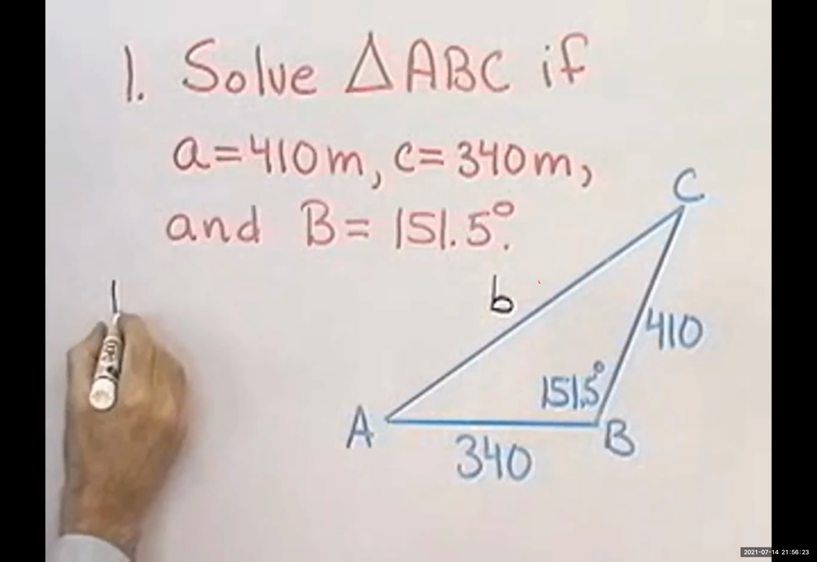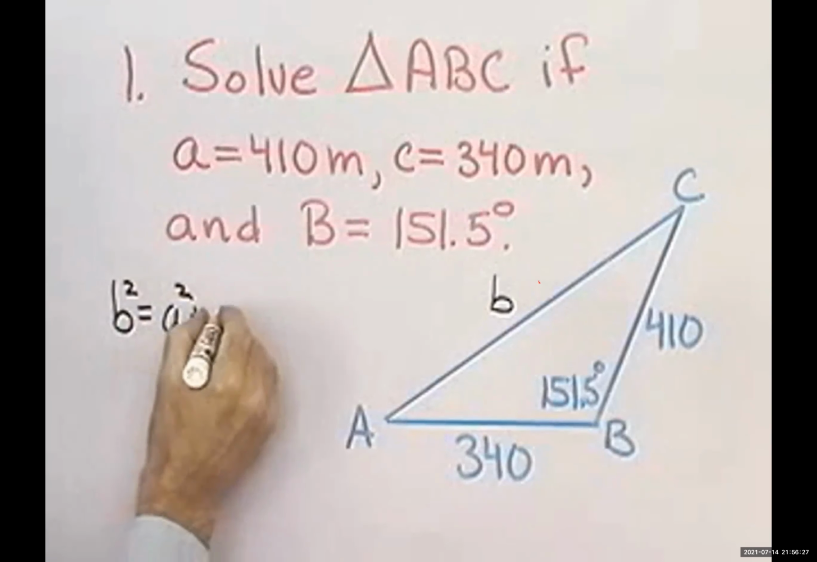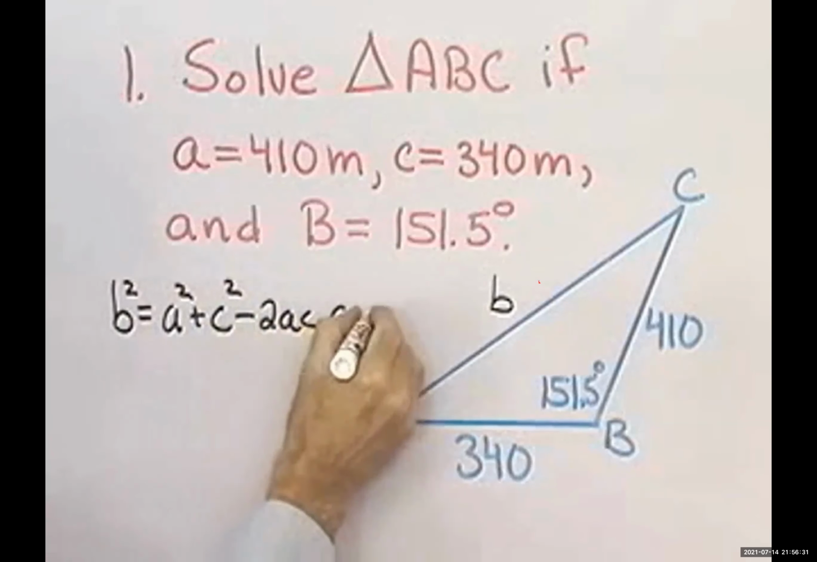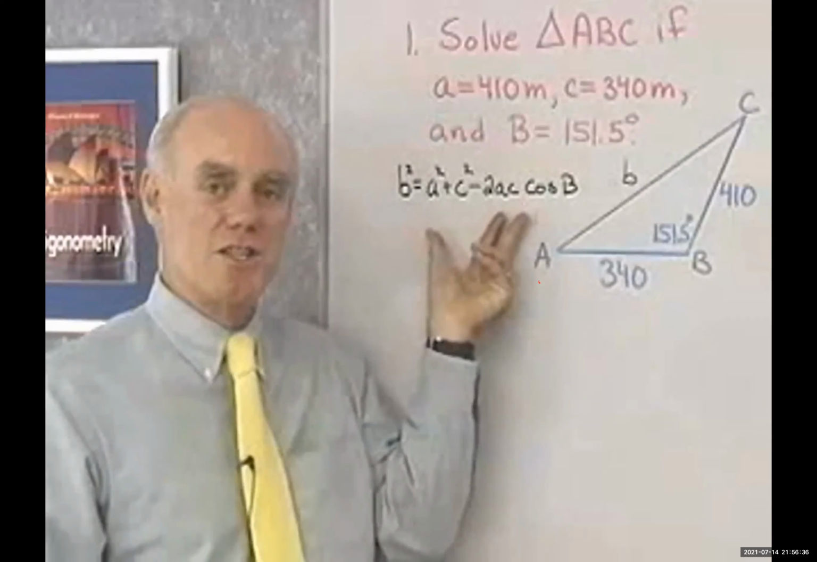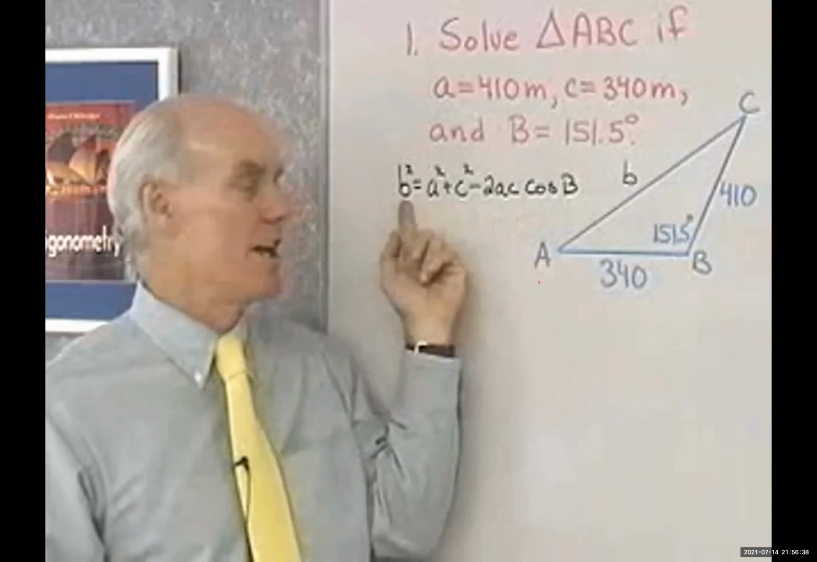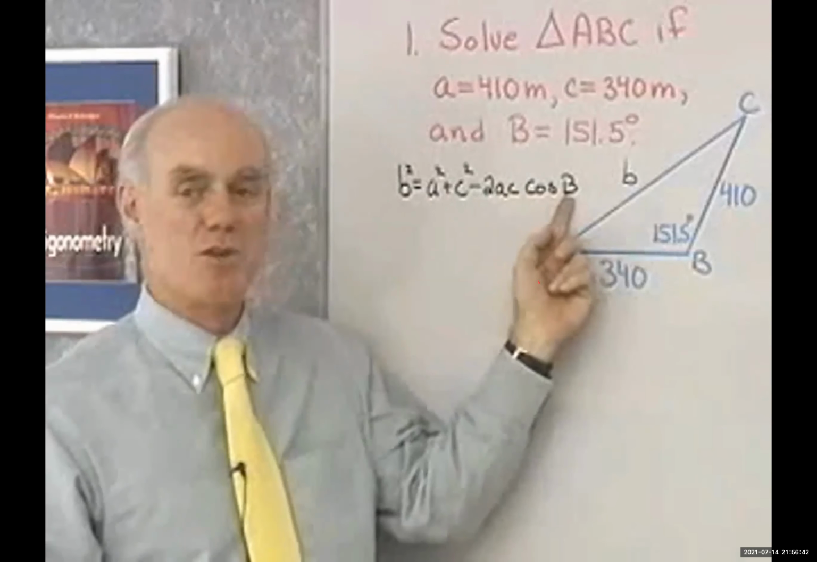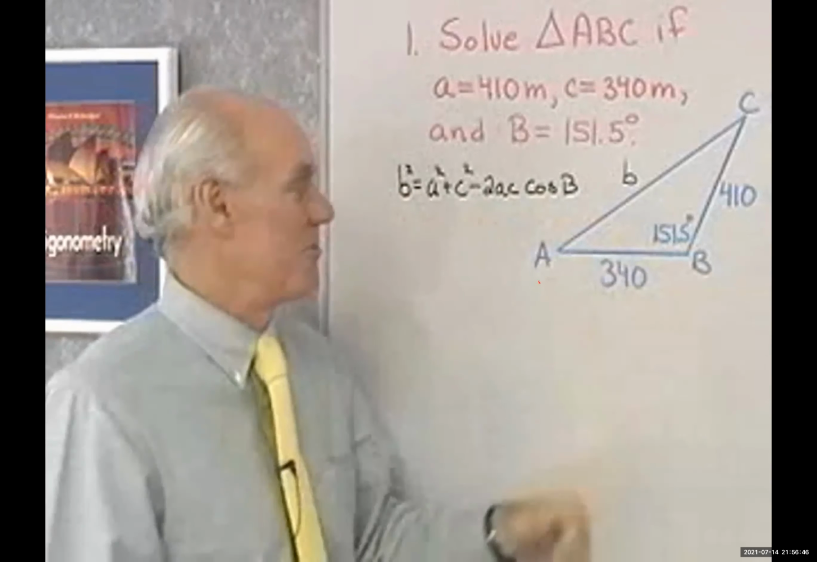And here's the law of cosines. b squared is equal to a squared plus c squared minus 2ac cosine of angle B. So according to the law of cosines, this is the formula I'm going to use. Whatever side I have over here, it's the other two sides right here, and then the angle that goes here is the angle that's opposite this side. So let's fill in these numbers for this situation.